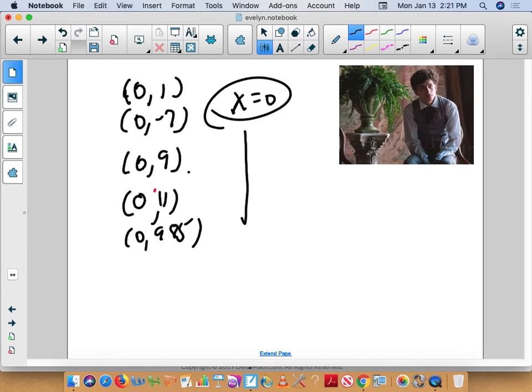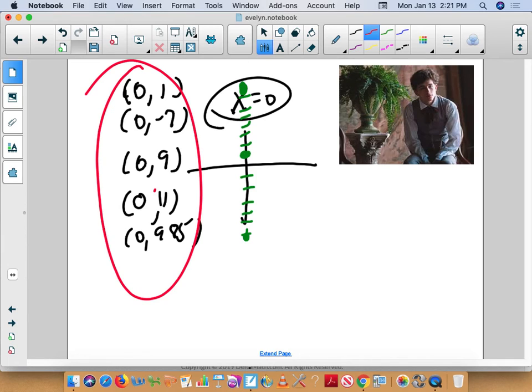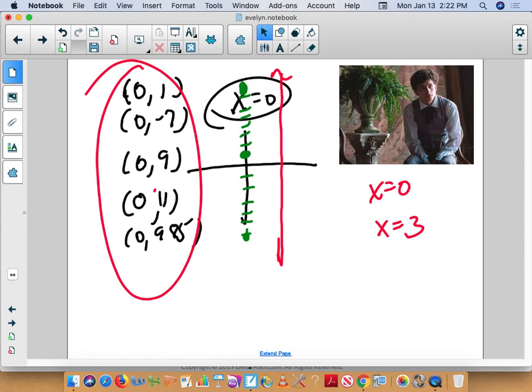Let's graph these, girls. 0, 1. 0, -7. 0, 9. Hey, girls, what's going to happen to every single point if x is 0? Isn't this going to happen? Hey, girls, it's super easy. It goes through the x-axis at 0. So now this is super easy. What happens if I say x is 3? This will move over to 1, 2, 3. It's a vertical line. Okay, we'll talk about its slope in a little while.